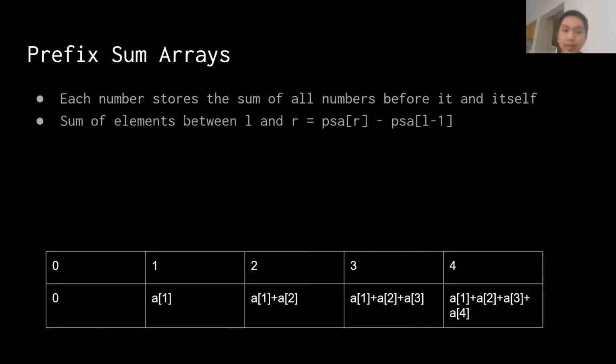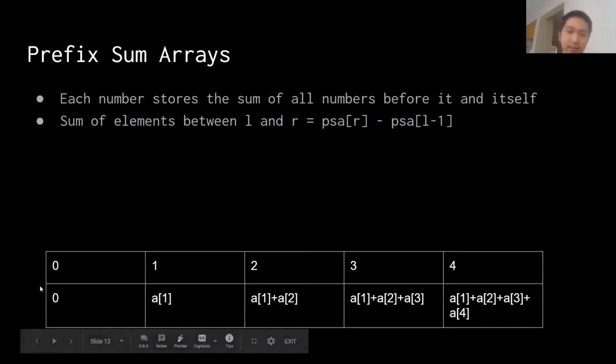And the sum of elements between L and R is equal to PSA at R minus PSA at L minus 1. PSA is just short form for prefix sum array. That's how I name my array, so you can replace it with your own array name. But it's the right index minus the left index minus 1.